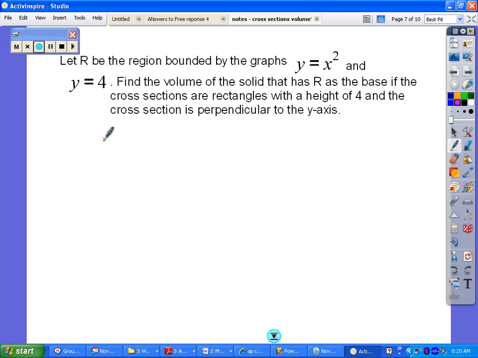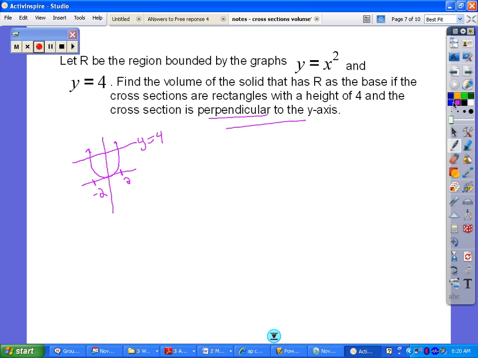So I'm going to draw the graph of y equals x squared and then y equals 4. So this is y equals 4. So that means this point is 2 and this point is negative 2. Then step 2 says draw a representative slice of the solid with the correct orientation and note the thickness as dx or dy. So they told me I'm perpendicular to the y-axis.